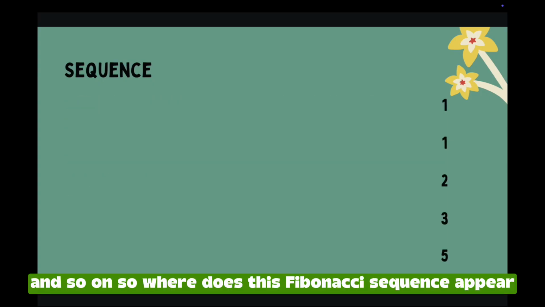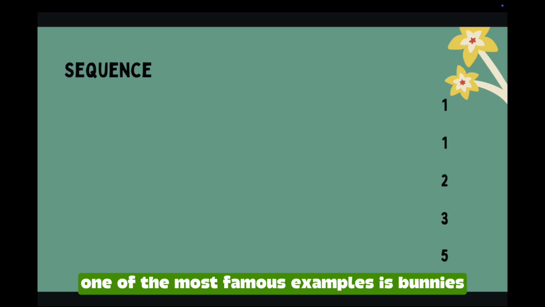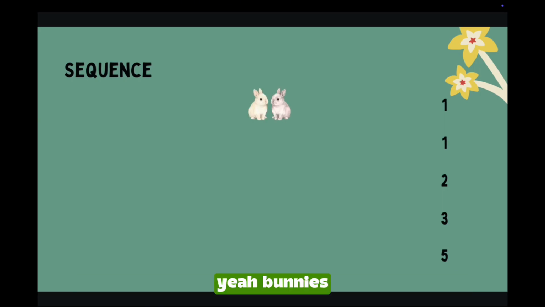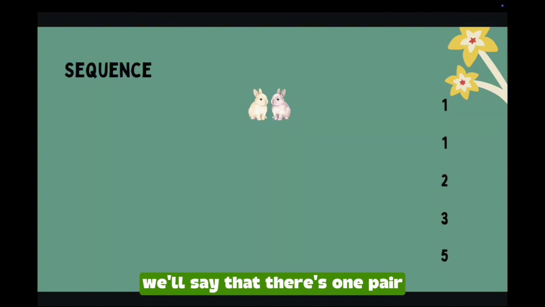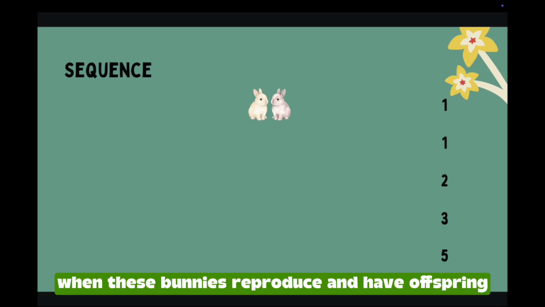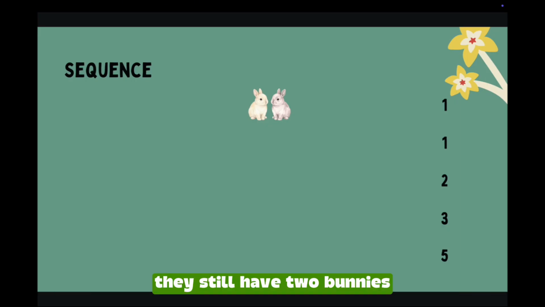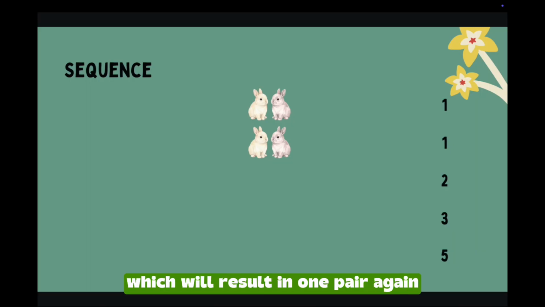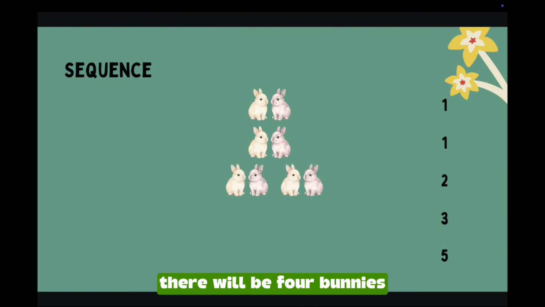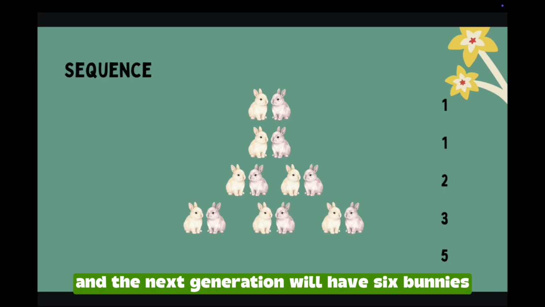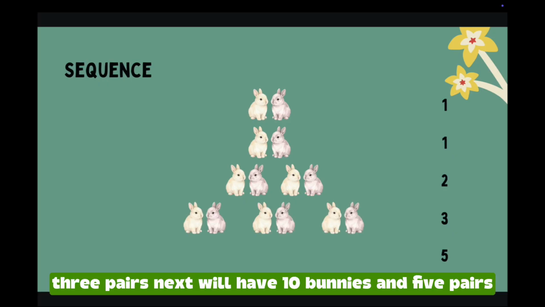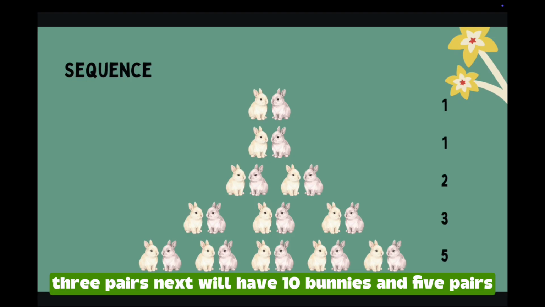So where did this Fibonacci sequence appear? One of the most famous examples is bunnies. Yeah, bunnies. So imagine a pair of bunnies. We will say that there's one pair, so we can say the number's 1. When these bunnies reproduce and have offspring, we'll also have 2 bunnies, which will result in one pair again. However, in the next generation, there will be 4 bunnies, which results in 2 pairs. In the next generation, we'll have 6 bunnies, 3 pairs. Next, we'll have 10 bunnies and 5 pairs.